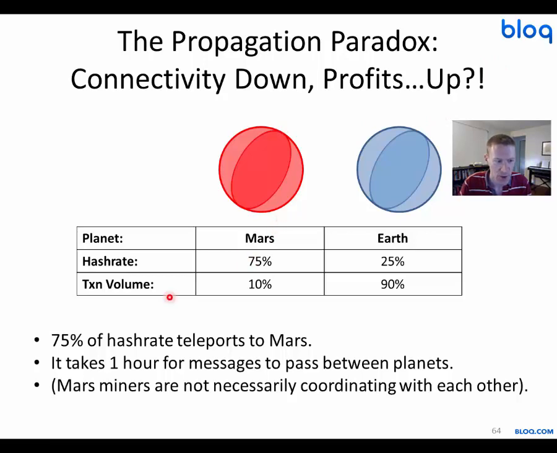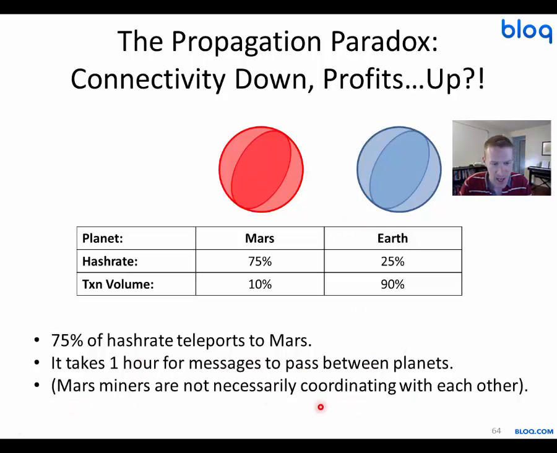Very bad. So what we're going to do is we're going to assume all is normal, and then we're going to teleport 75% of the hash rate and 10% of the transaction volume to Mars instantly. And then we're going to assume that it always takes 1 hour for messages to pass between Mars and Earth. I know that's not the actual figure. It's just an example.